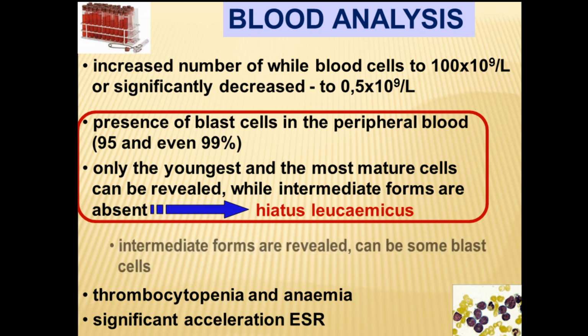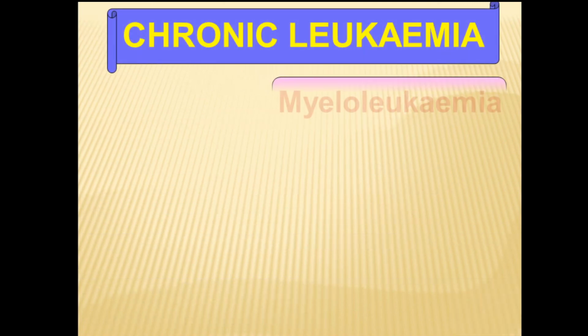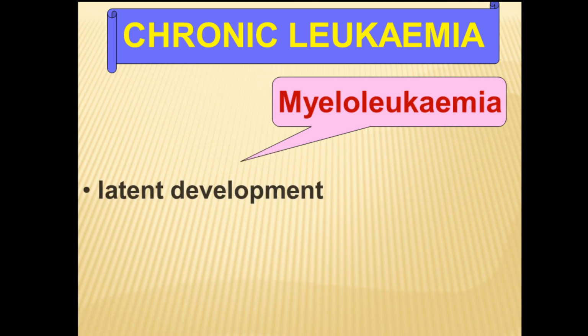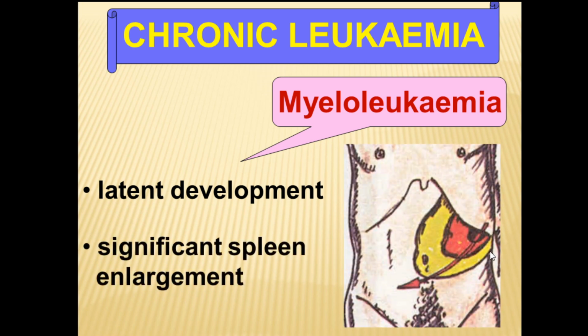If we see intermediate forms, and blast cells are not obligatory or maybe present but not so significant, we are talking about chronic leukemia. I'll stop on the characteristics of some variants of chronic leukemia, and first of all on myeloproliferative chronic leukemia. Myeloleukemia is characterized by latent development and significant early splenomegaly.